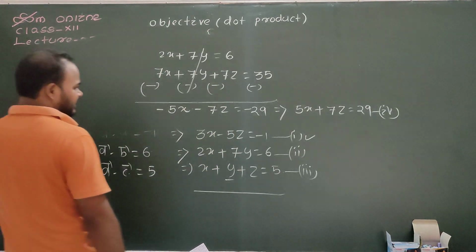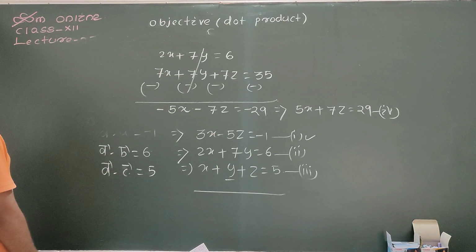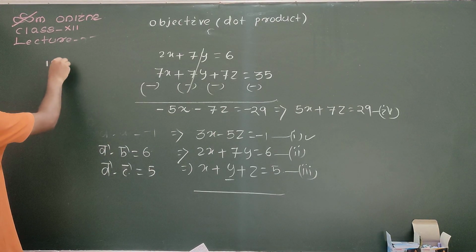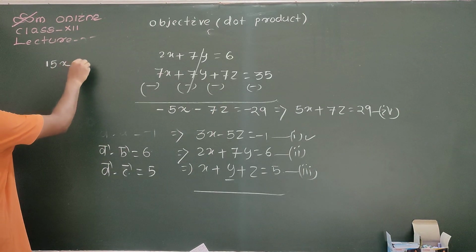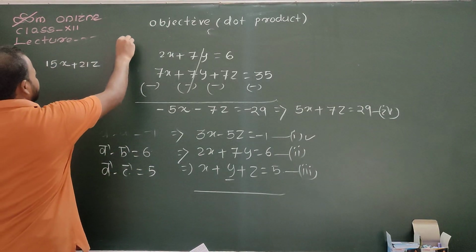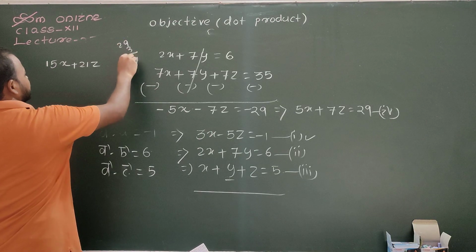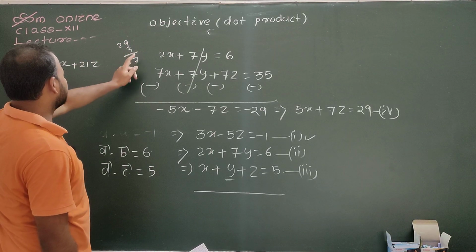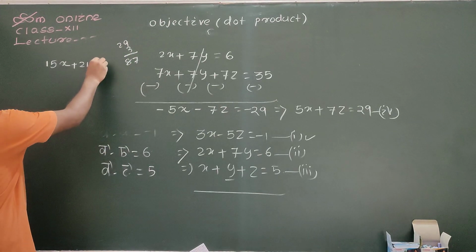So I cancel 2x; here 3 is multiplied. Equation IV into 3, that is 15x plus 21z equal to 29 threes, that is 87. Three nines are 27, 7 threes are 21, 2 plus 6 is 8. So this is 87.